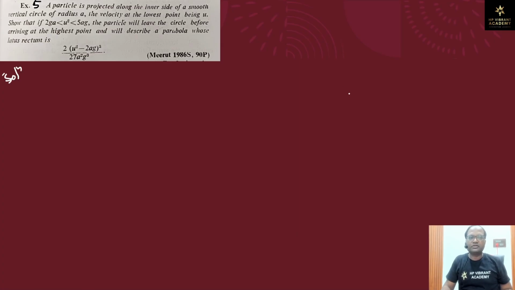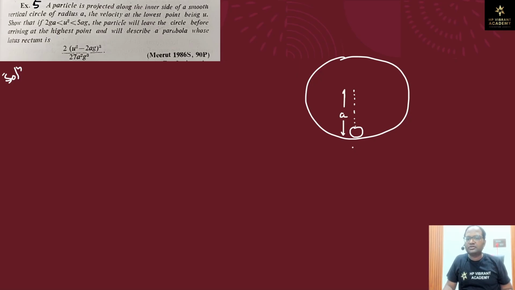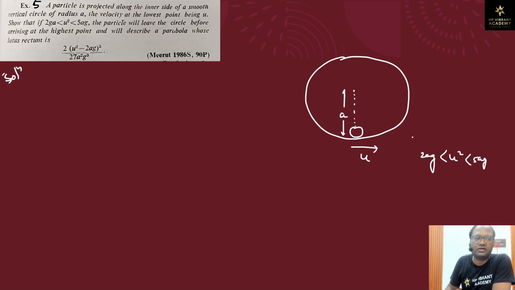What is given in the question is that a particle is projected from the inner side of a smooth vertical circle of radius a, and the velocity of projection is u. If u square is less than 5ag and greater than 2ag, then the particle will leave the circle before arriving at the highest point and will describe a parabola whose latus rectum is given by this particular expression.